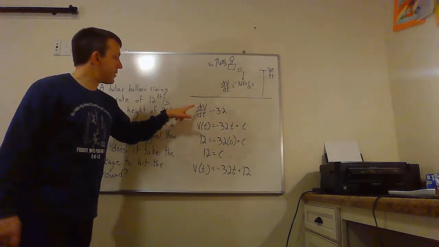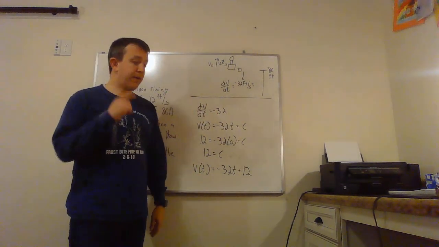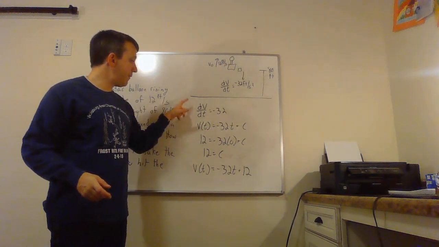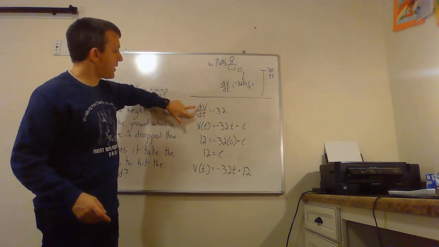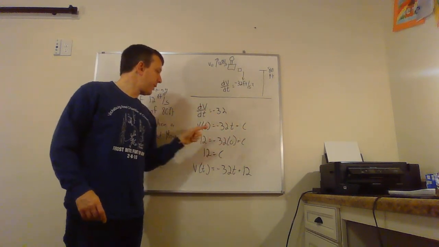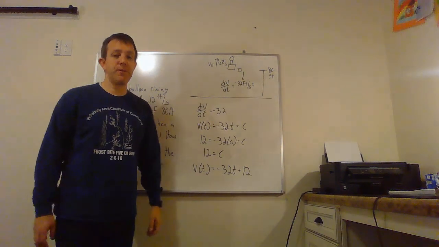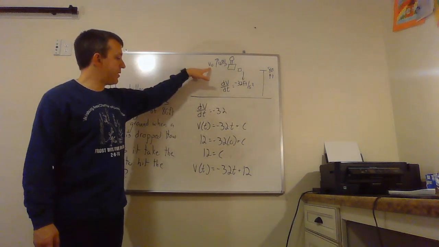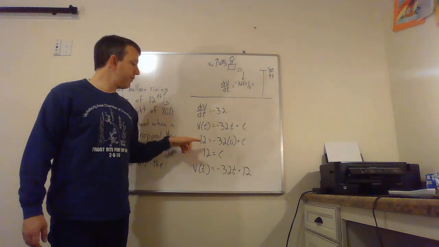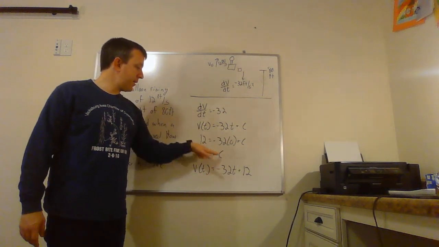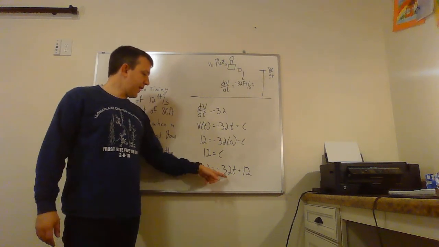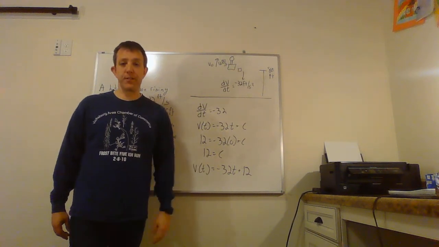All right, so I started with dv/dt equals negative 32. Remember, I need a position function. So I took the antiderivative of the negative 32, which is just negative 32t plus c, and that's my velocity function. But then since I know its initial velocity, if I plug in 0 for t, the velocity has to be 12, which gives me that the constant has to be 12 here. And so my velocity function is actually negative 32t plus 12.